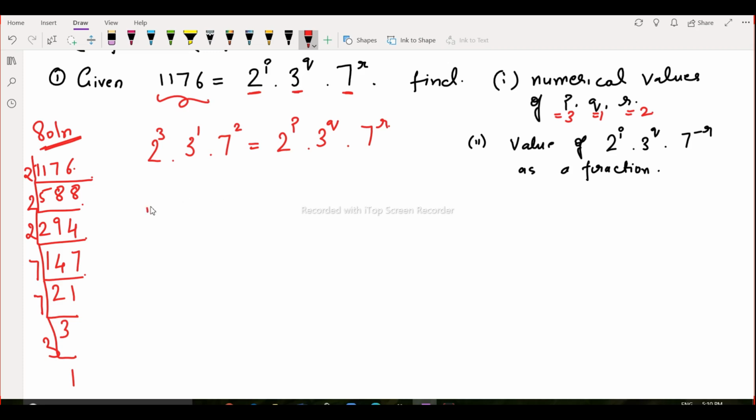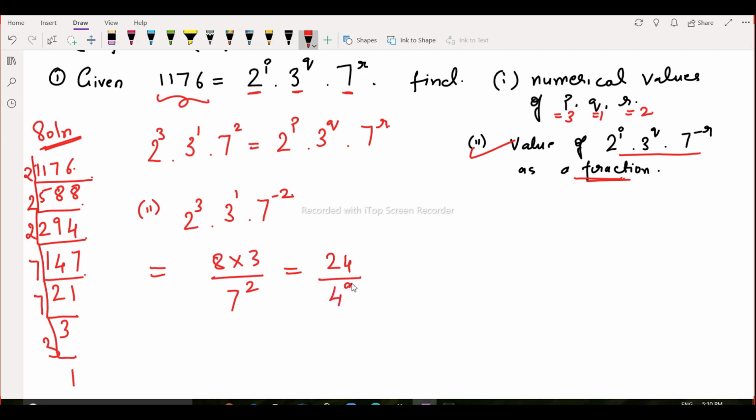Now in the second part they have asked to find the value of this as a fraction. So 2 raised to p, so that is 2 cube. Then it's 3 raised to q, so that's 3 raised to 1, and 7 raised to minus r. So r is how much? r is 2. So 7 raised to minus 2. So we need it as a fraction. So I'll write 8 into 3 upon 7 square. So that is 24 upon 49.